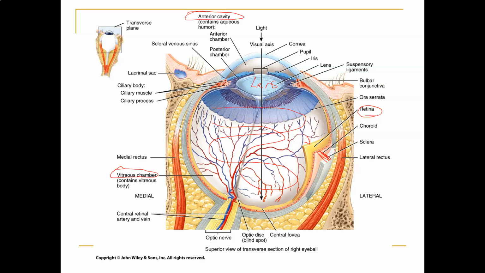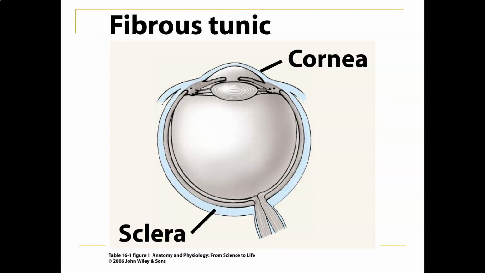In fact, it's usually described in the back as having 3 tunics, 3 layers, and then as you get towards the front there are 2 layers. Okay, and then coming out of the back of the eye is the optic nerve, containing the axons carrying the action potentials away from the eye. So let's start by looking at the tunics, but I'm going to show you some pictures that don't have so much detail in them, so you can focus on the fibrous tunic.